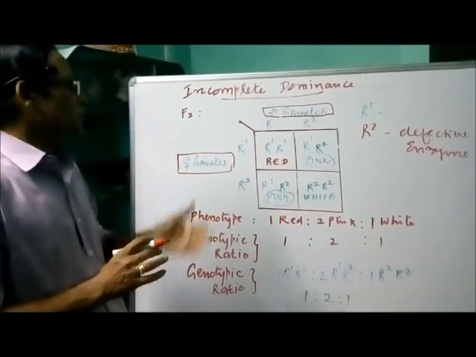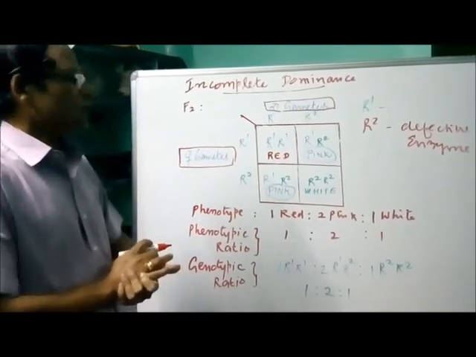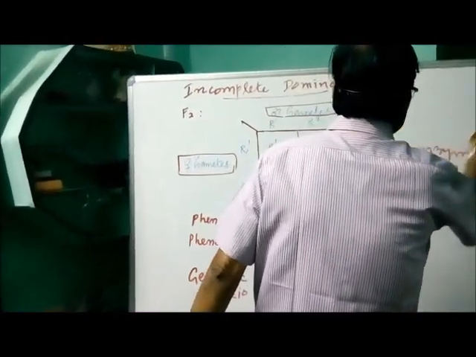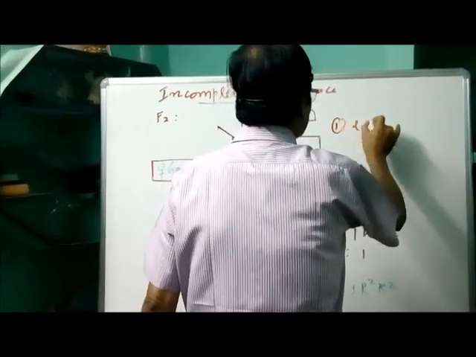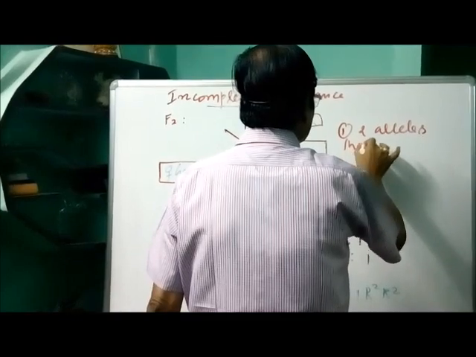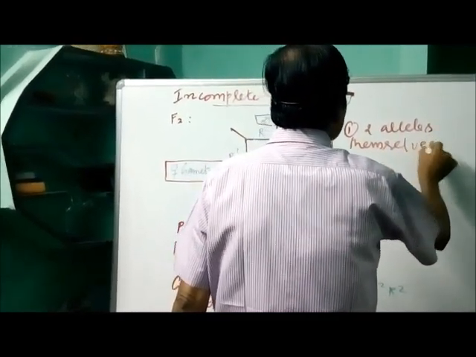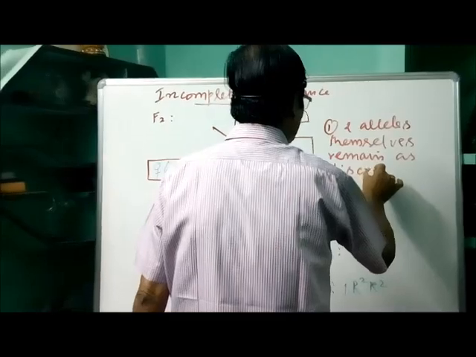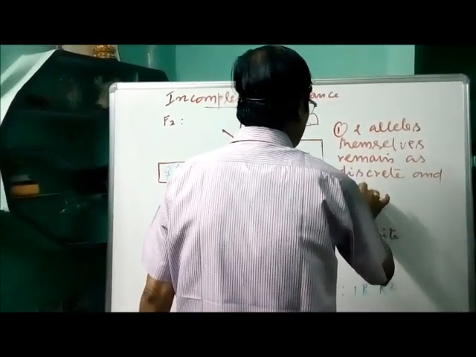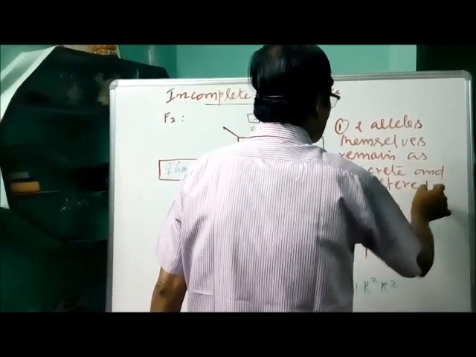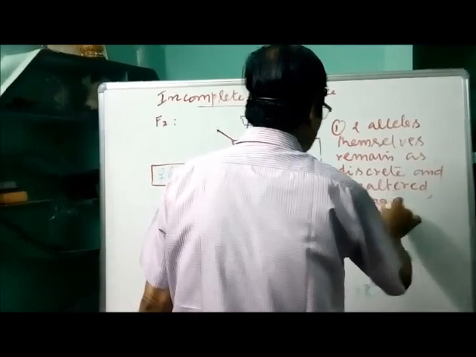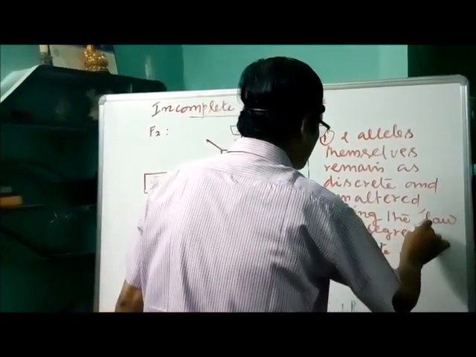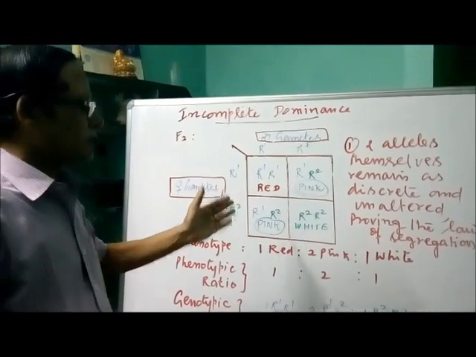What are the conclusions from this class? The following conclusions were made from this class. Number 1, the 2 alleles in a heterozygous condition themselves remain as discrete and unaltered, proving the law of segregation. This is one conclusion. Because of the segregation, the two factors get segregated.